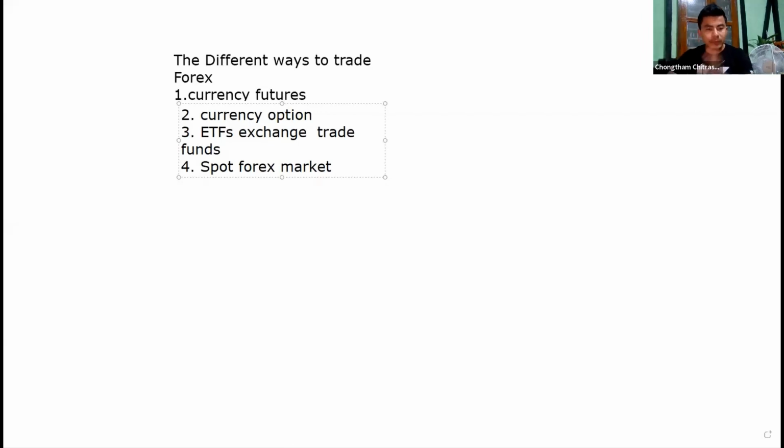Some basic things we need to know: base currency and counter currency, coins, pips, buy and sell. Basic things about forex.